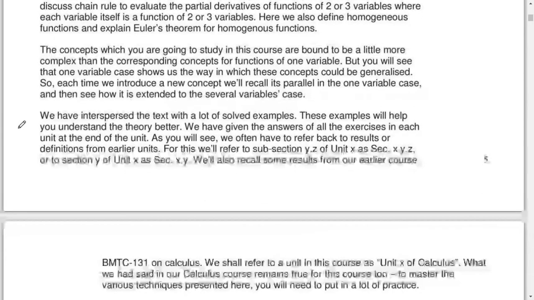We have interspersed the text with a lot of solved examples. These examples will help you understand the theory better. We have given the answers to all the exercises in each unit at the end of the unit. As you will see, we often have to refer back to results or definitions from earlier units. For this, we will refer to subsection YZ of unit X as section XYZ, or to section Y of unit X as section XY.